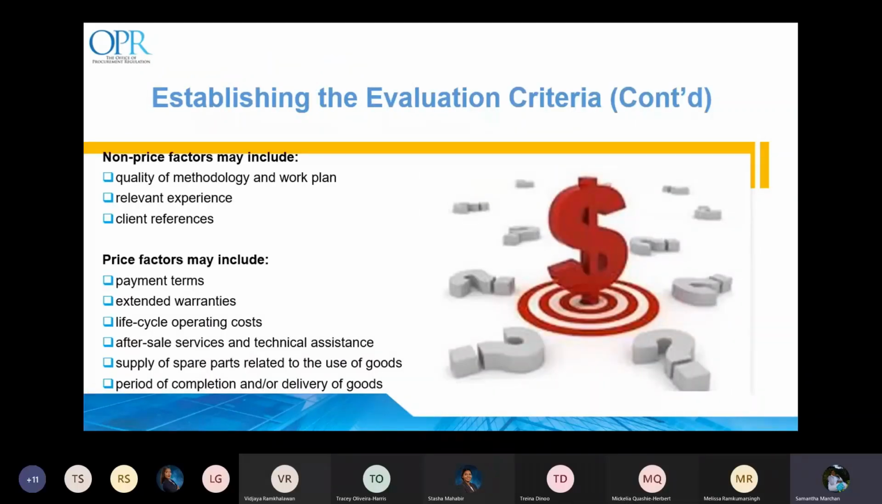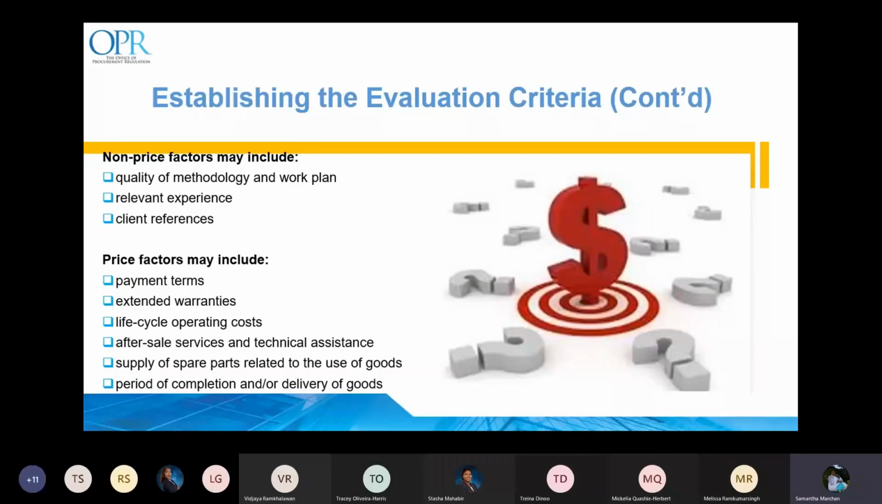The evaluation criteria will vary depending on the type of procurement method utilized. Typically, the evaluation criteria will comprise both price and non-price factors. A non-price factor refers to a factor which is not monetarily quantifiable and is assessed using a scoring or weighting system according to their relative importance in meeting the desired outcome. Non-price factors may include quality of methodology and work plan, relevant experience, and client references.